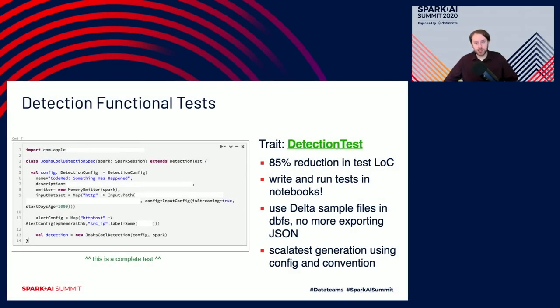So we wrote a test generation library that wraps Scala tests, and we can run them right inside notebooks. Using only the information in the config object, it'll create an assertion for each alert and infer the paths of the hits and samples by convention. So the only thing you need to worry about as the author of a test is writing your samples and hits to the right place. With this, we've seen a dramatic 85% reduction in the amount of code it takes to write a basic test for a detection.